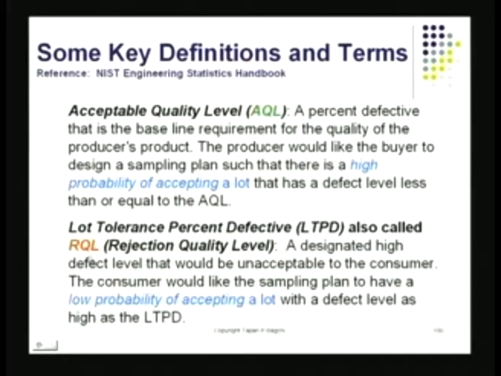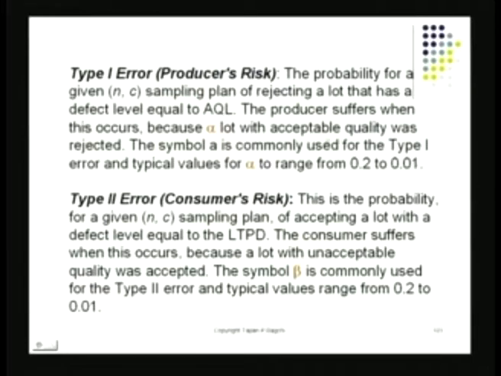On the other hand, I've got this quantity called RQL, lot tolerance percent defective. This is the rejection quality level, and it is of high concern to the user, the buyer. The buyer would like to make sure that there's a very low probability of accepting a lot which is at RQL level. That means here beta should be low. This also is something that we should try to remember.